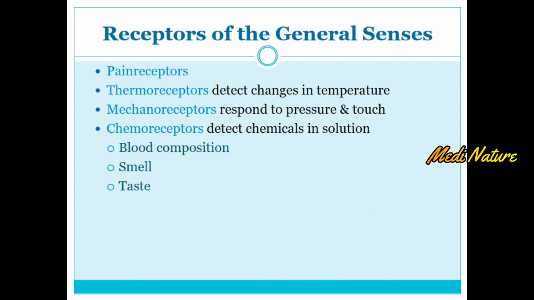In the skin, there are different types of receptors which function to give you different types of senses. For example, pain receptors which detect touch or the pressure on the skin, and the thermoreceptors which detect changes in temperature. The mechanoreceptors respond to pressure and touch. Chemoreceptors detect chemicals available in solutions. So chemoreceptors are important for the detection of blood composition, for smell as well as for taste.